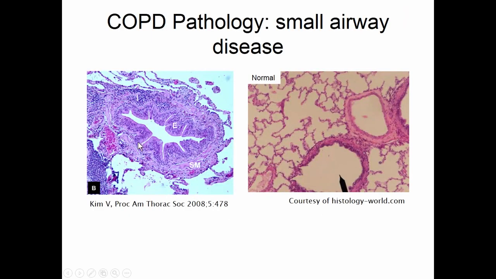And again, here is the histology slide, and again to remind what a normal small airway looks like. And here we see a greatly thickened epithelial layer with not much smooth muscle hypertrophy, which is more characteristic of asthma.